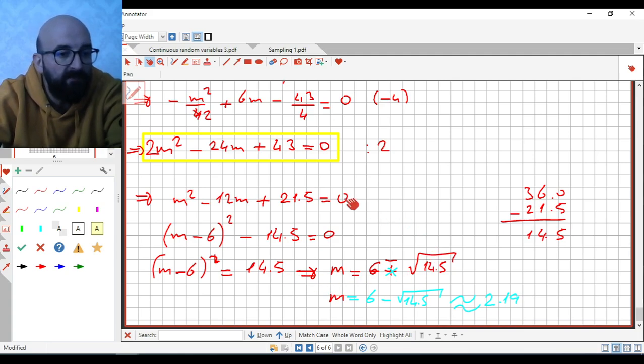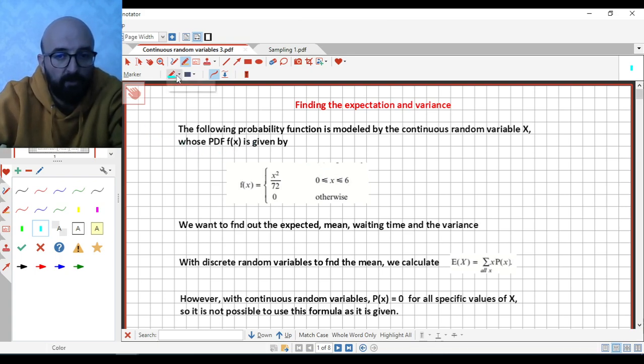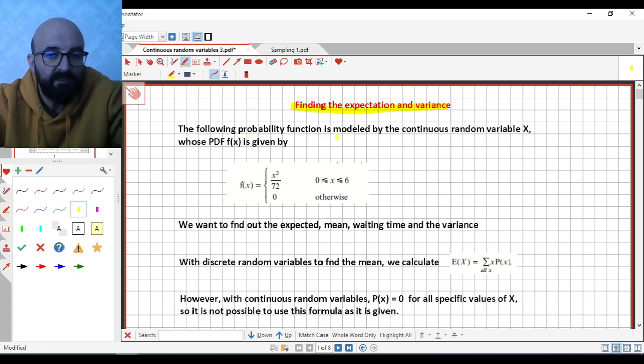Okay, now we can pass to the other topic. Our topic is about finding the expectation and variance, but now we will study the PDF, probability density function, finding the expectation and variance. The following probability function is modeled by the continuous random variable x, whose PDF f(x) is given like that. We want to find the expected mean waiting time and the variance.